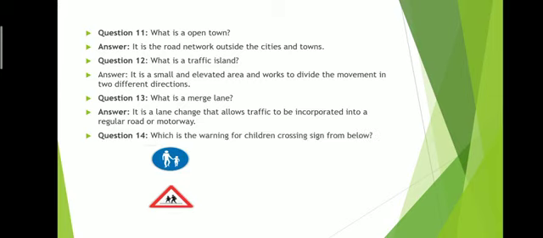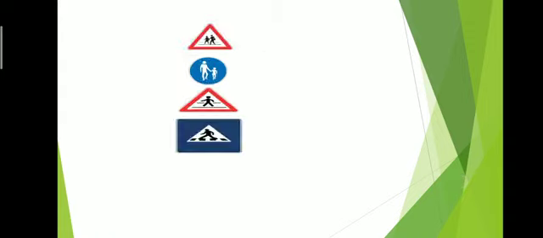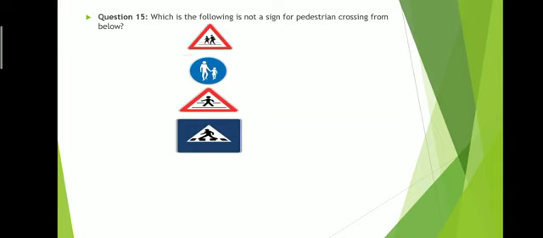Which of the following is a sign for children crossing? Option A, option B. Option B is the correct one; it is the sign for children crossing. Now this is one tricky question: which of the following signs is not a pedestrian crossing? Options A, B, C and D. The answer is option B. Options A, C and D are pedestrian crossings, but option B is not.